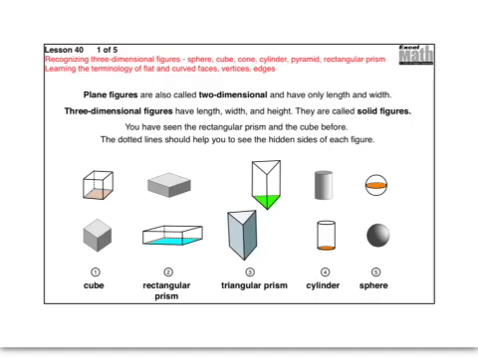Before we get started, I do have a joke for you today. And the joke is, why do bikes fall over? Why do bikes fall over? So you'll have to stay tuned later on to find out the answer to that.